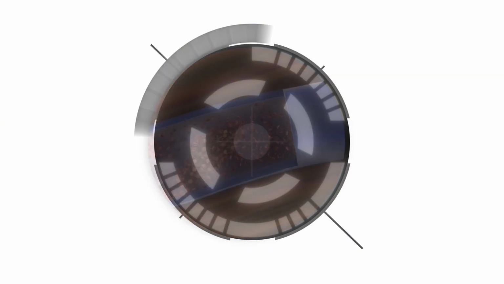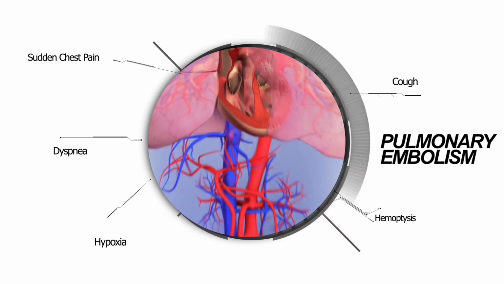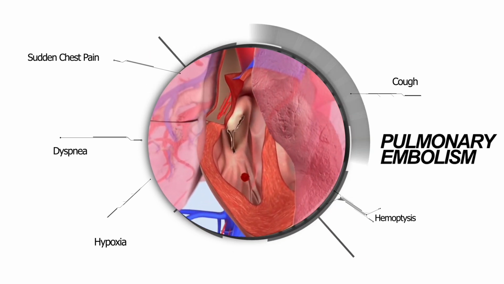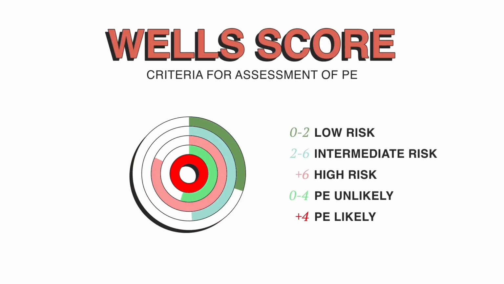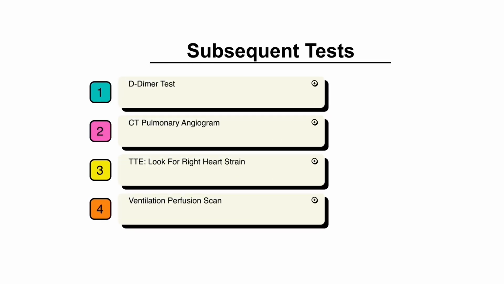Suspect pulmonary embolism or PE in patients with sudden onset chest pain, dyspnea, hypoxia, cough, and hemoptysis. Calculate the Wells score and, if necessary, order a D-dimer test followed by a CT pulmonary angiogram or ventilation perfusion scan called VQ scan.